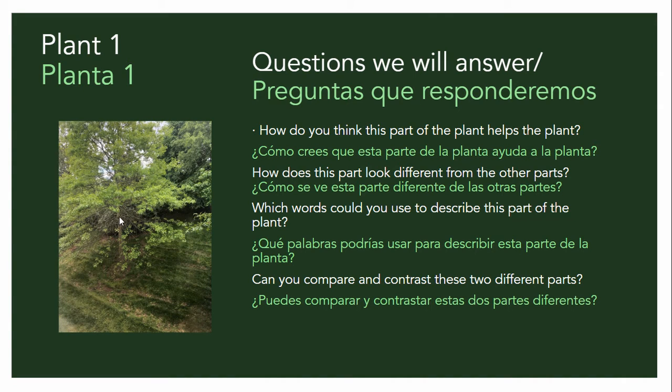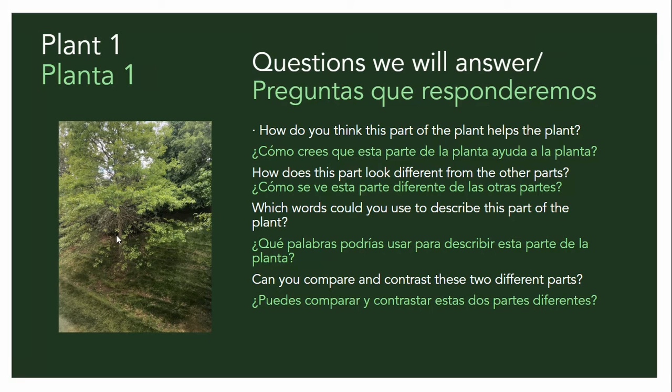I think the tree trunk acts just like a stem on a flower. It helps bring up the nutrients from underground with the roots up to the parts above, like the branches and the leaves. What about the branch? The branch helps take those nutrients from the tree trunk all the way out to the leaves.